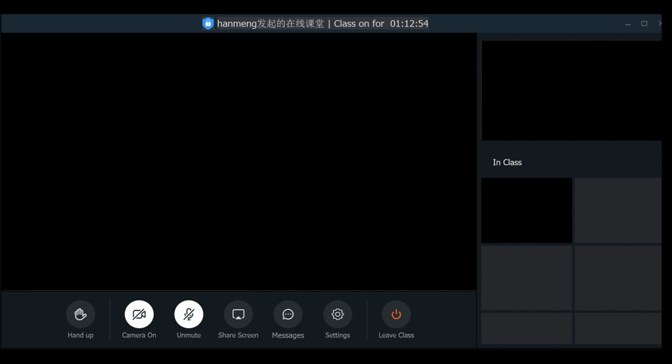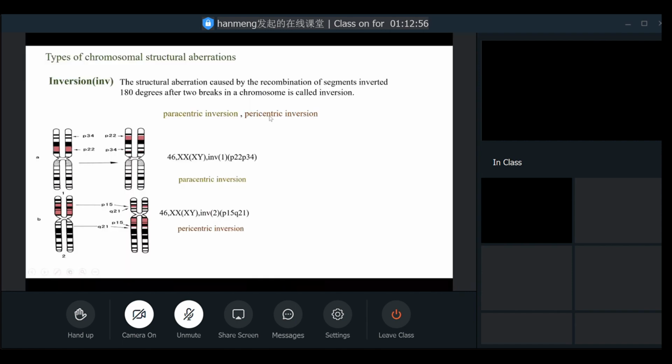The second one is the inversion, abbreviated as INV.